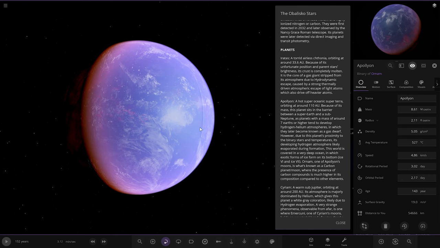A hot, super-oceanic super-Terra orbiting around 110 AU. Because of its mass, this planet sits in the barrier between a super-Earth and a sub-Neptune, as planets with a mass around 7 Earths or higher tend to develop hydrogen-helium atmospheres, in which they later become known as a gas dwarf. However, due to this planet's proximity to the binary stars and temperatures, its developing hydrogen atmosphere likely evaporated during formation. This world is covered in a very deep ocean in which exotic forms of life form on its bottom, ice 6 and ice 7. So, Ornam, one of Apollyon's moons, is what's known as a carbon planet or moon, where the presence of carbon compounds is much higher in its composition compared to other elements.